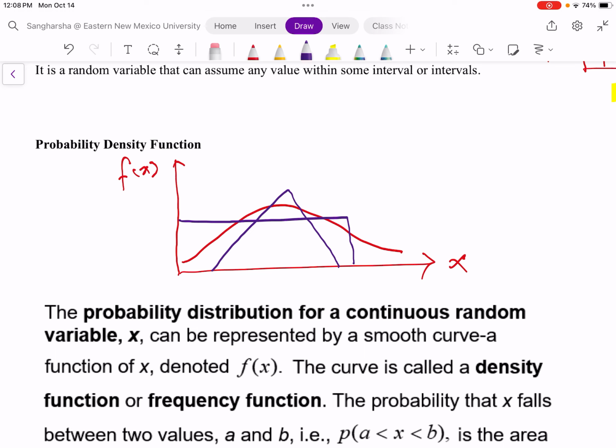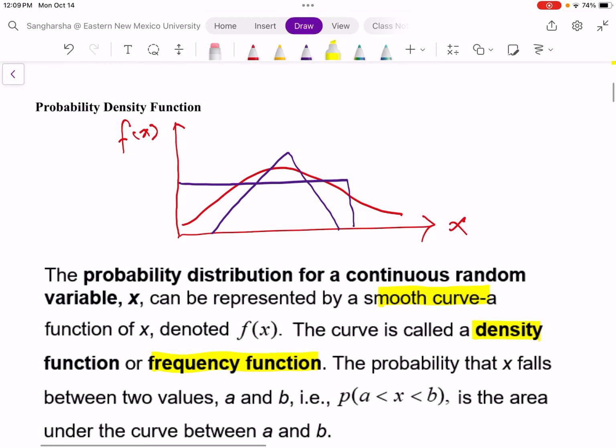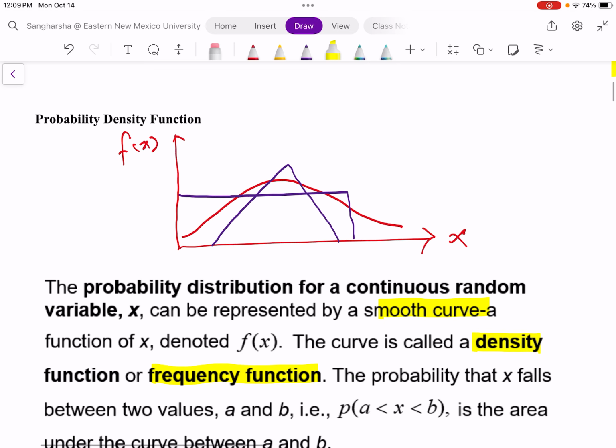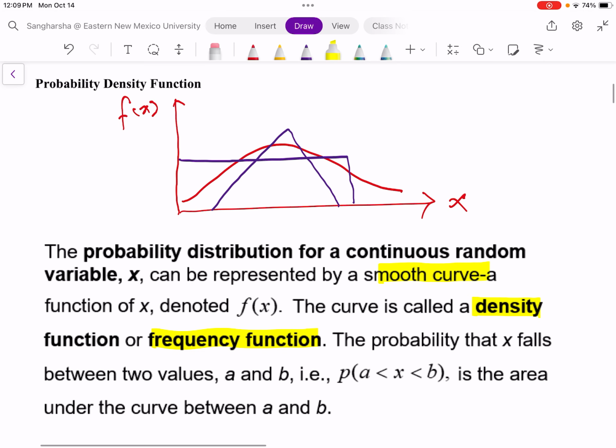So for a continuous random variable we are using a smooth curve, and we call this smooth curve a density function, or frequency function, or probability density function. It's the same thing. Now our target is always finding the probability. If we have a probability density function, we have these graphs, and these graphs are the function.